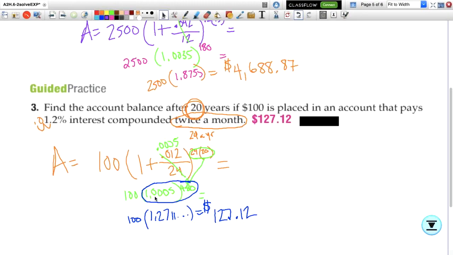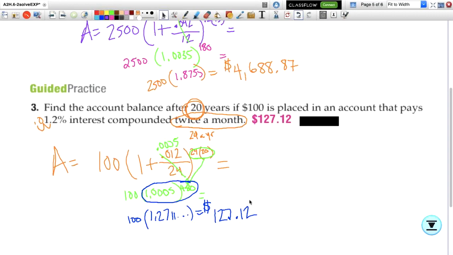So I took this growth factor, which is bigger than 1, right? So it is growing, but very, very slowly. And I raised it to the 480th power because it's going to be compounded 480 times if it happens 24 times a year for 20 years. So after I raised this to the 480th power, on my calculator, I got 1.27, blah, blah, blah, hot mess, okay? I kept that exact number on my calculator and I multiplied it by 100. And it brought me to 127.11 and something that made me round this up to 0.12.